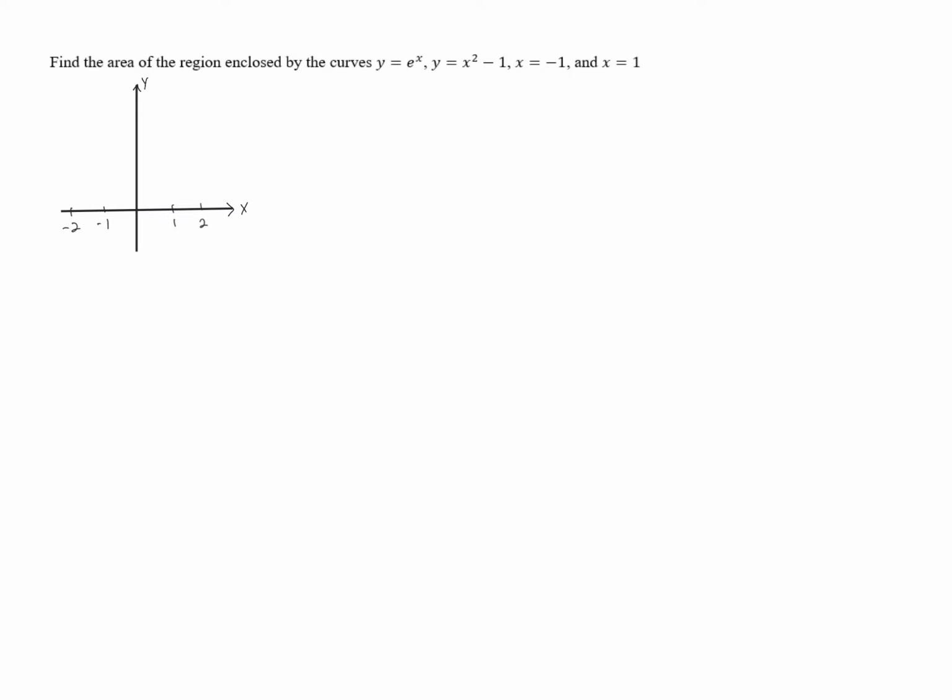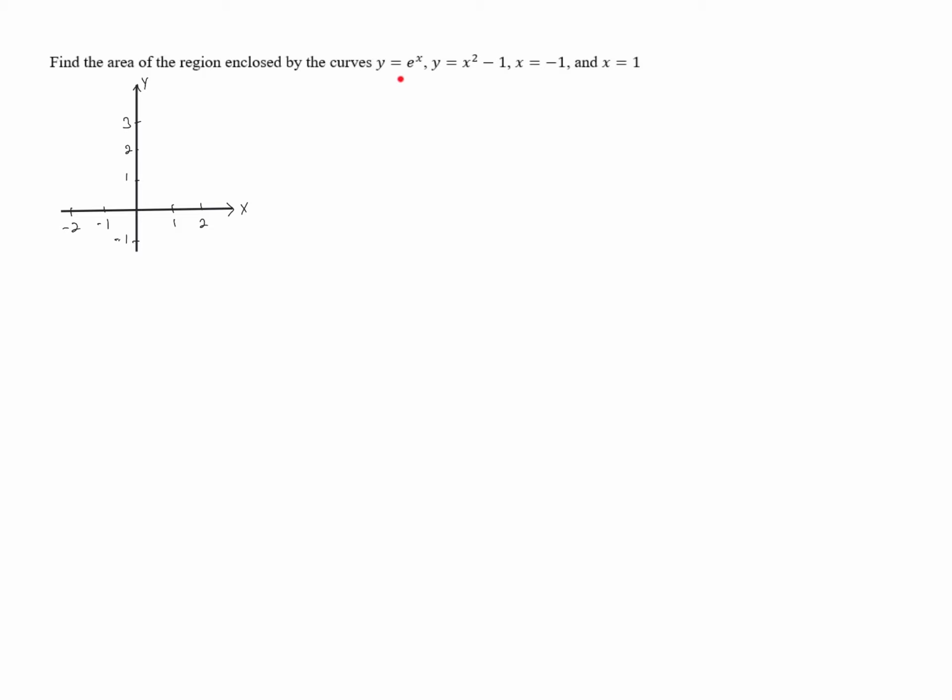And then we're also looking at the curves y equals e to the x and y equals x squared minus 1. I'm not going to draw a super detailed graph. I just want an idea of what this looks like. You might even be able to imagine this all in your head, but let's just get a very quick sketch.